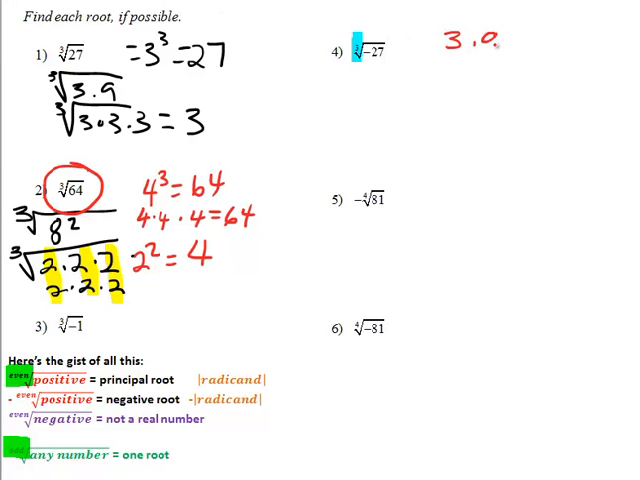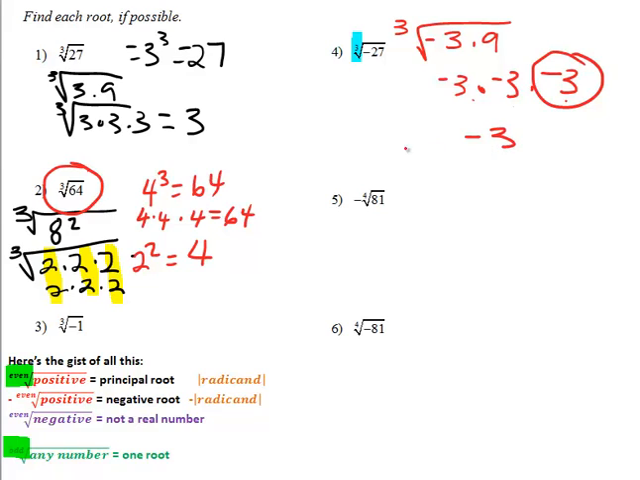That's the same as negative 3 times 9, right? And 9 could be the same as, because it's positive, I could have negative 3 times negative 3. 1, 2, 3, 3 of a kind. That's my principal root. And yes, it's going to be a negative.